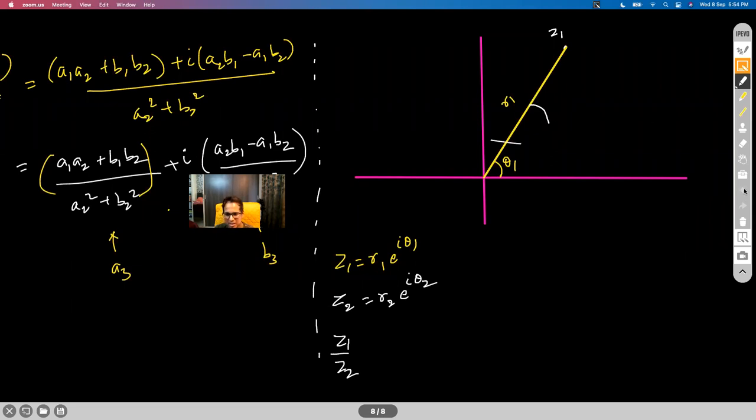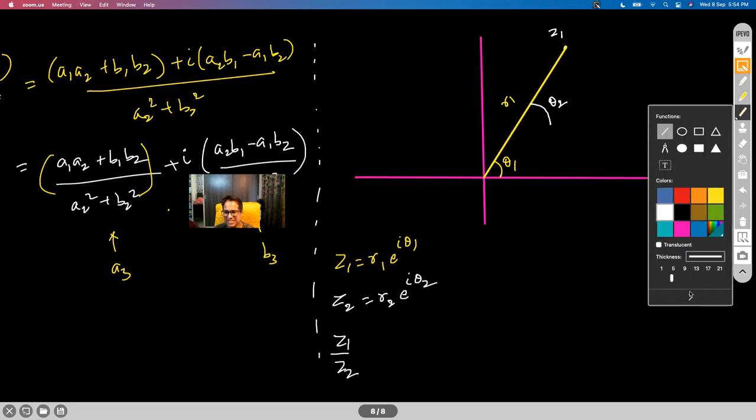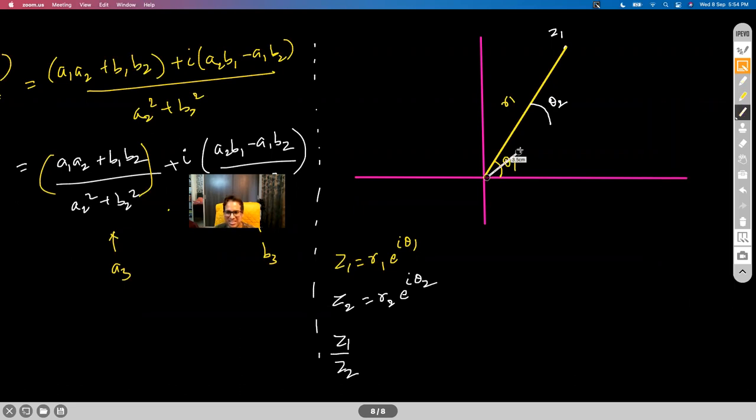Hey, where is this same R coming from? Yeah. Okay, so rotate it by an angle of theta 2, and then you change your modulus by a factor of R2. That means this will be R1 by R2, right? Are you getting my point? So if you reach this point, that will be your Z1 divided by Z2. Are you getting what you are doing?